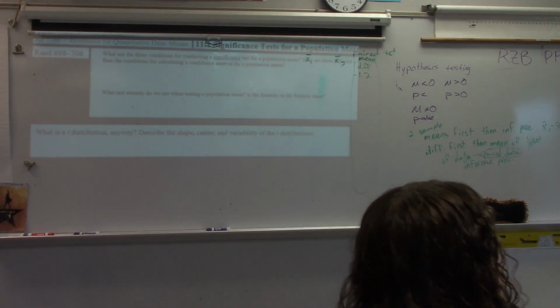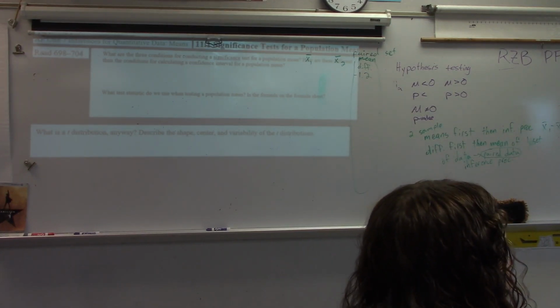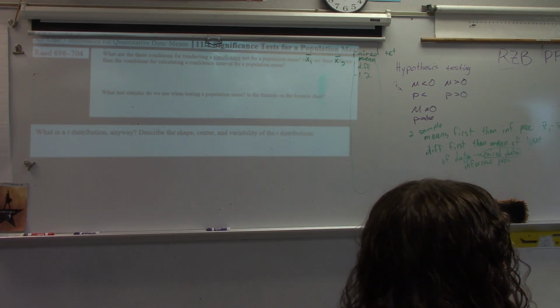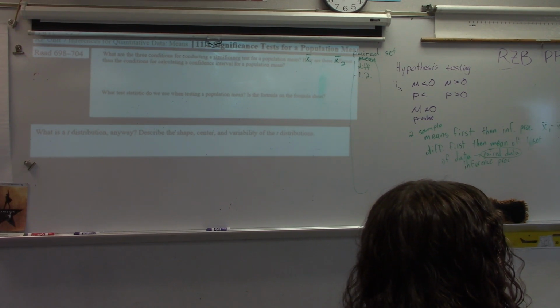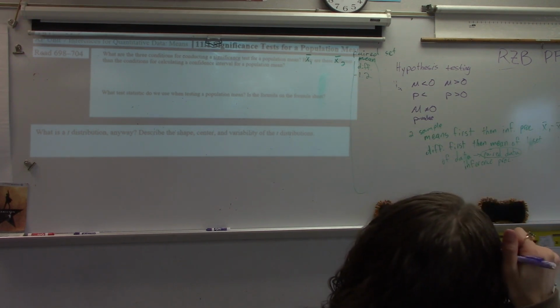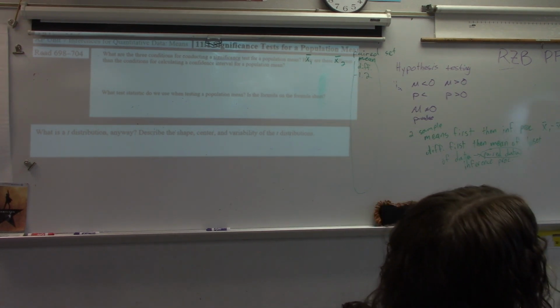Now, or not large counts. Large counts was for what? Normality. Large counts was for proportions. For means, you can use the central limit theorem as long as the sample size is sufficiently large, which we use as 30 or greater. So you can do that.